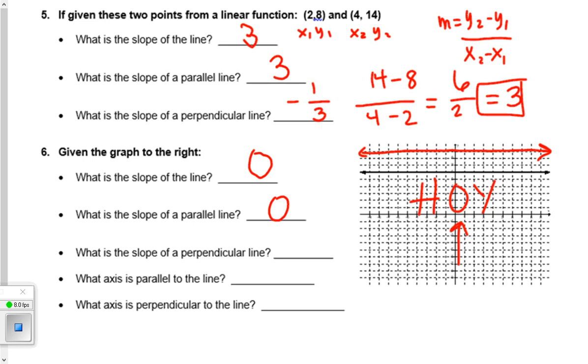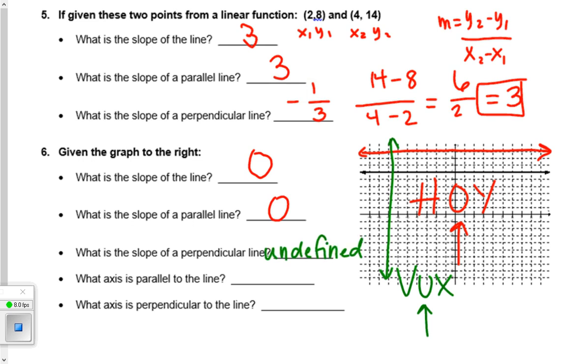But then they say, what about perpendicular? Well, it's kind of hard to flip a 0 over, but again, I can just think about this. Perpendicular to a horizontal line would be a vertical line. Well, V makes me think of VUX, and I know that the U is undefined.